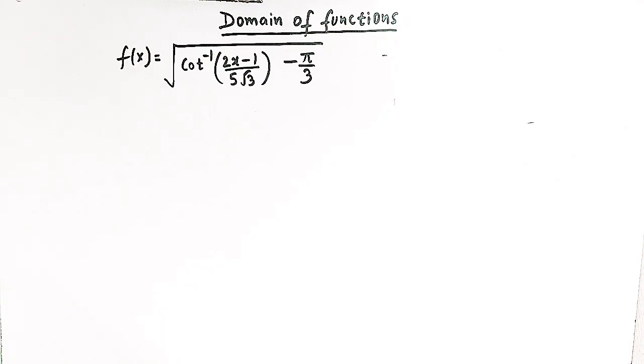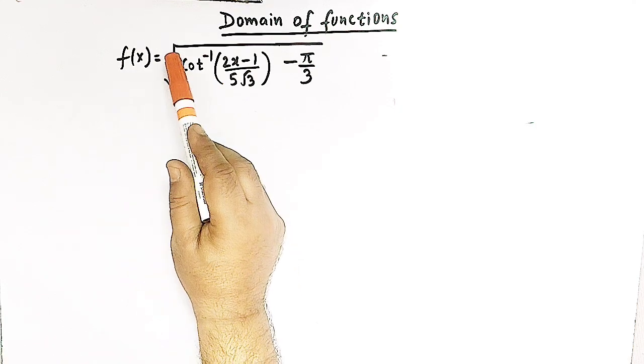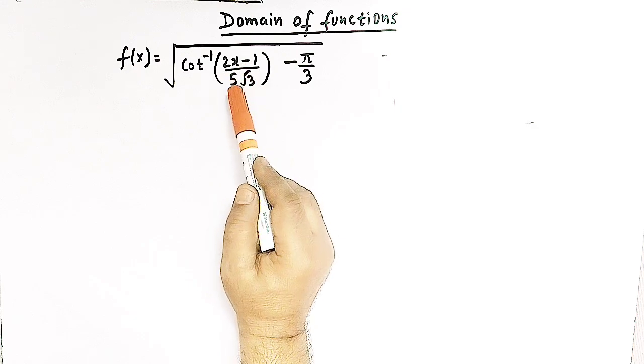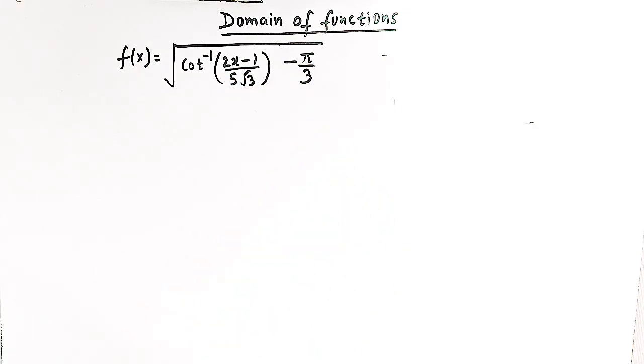Hello viewers, in today's session we are going to discuss another interesting problem from the domain of functions, and in this class we are going to find out the domain of this function f of x, which is square root of cot inverse of (2x minus 1) divided by 5 root 3, minus pi by 3, right?